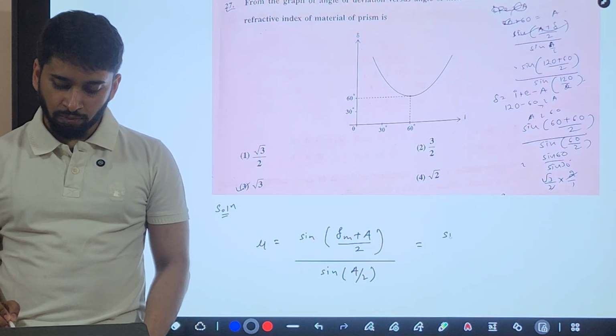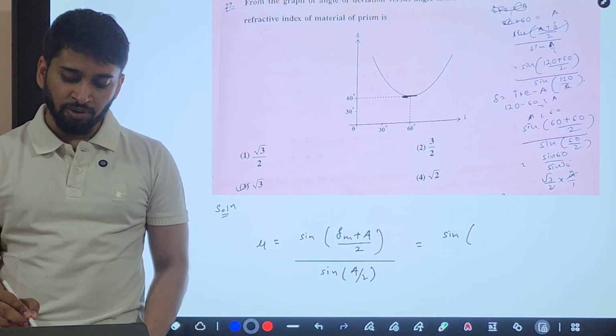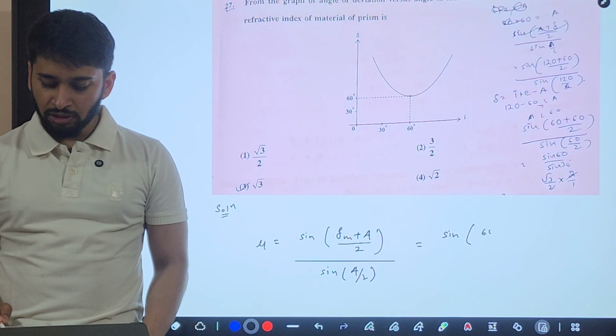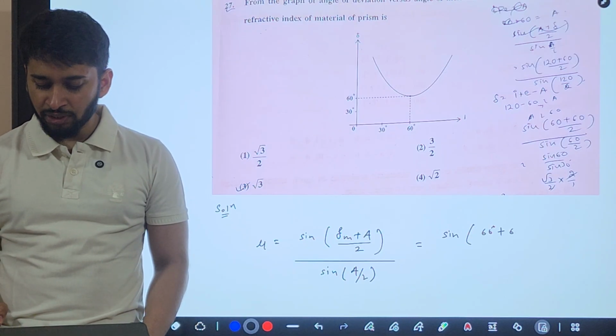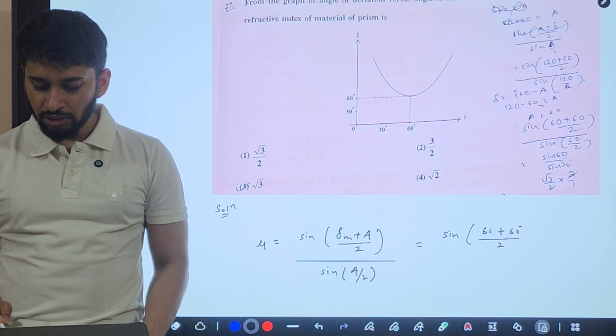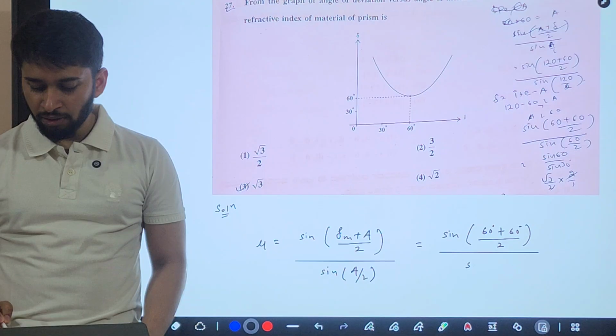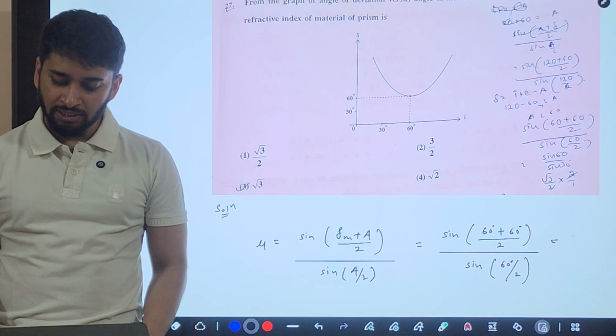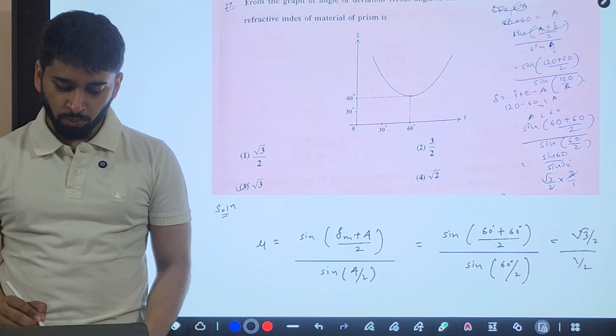So you can see from the graph, this is the minimum deviation here. So minimum deviation will be 60 degree. It's an equilateral prism, so the angle of prism will also be 60 degree. So 60 degree plus 60 degree, whole divided by 2, divided by sine of 60 degree by 2. So this becomes sine 60 basically. Sine 60 is root 3 by 2. Sine 30 is 1 by 2. So mu will come out equal to root 3.